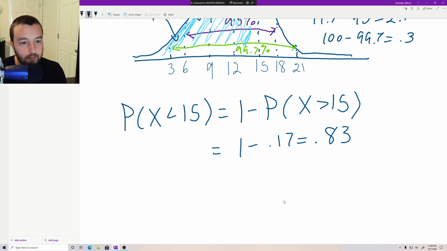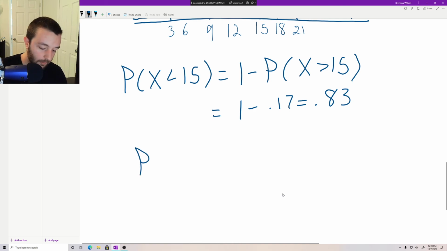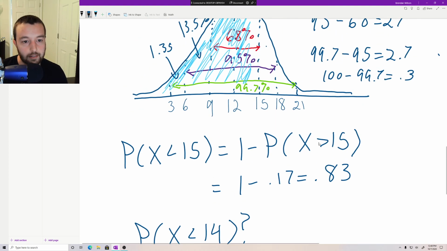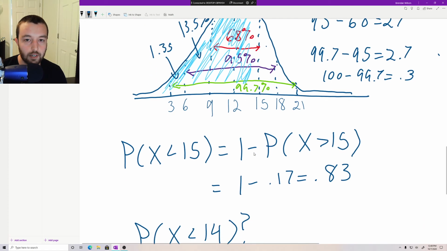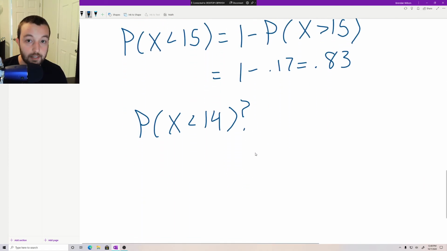So this works fine if we know the mean and we know the standard deviation and we're looking for something that's on one of these lines, right? But what if we wanted to know what the probability is that x is less than 14? Now this empirical rule isn't really going to help us because we don't know exactly how, like 14 is right here. We don't know exactly how much of that 68% is getting cut off. So now we would need a calculator or Excel.